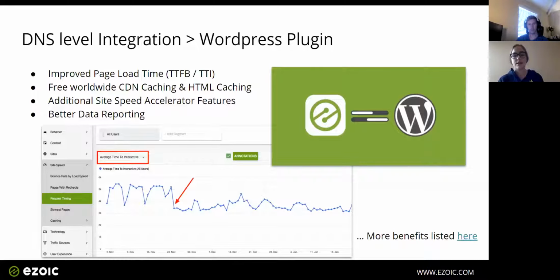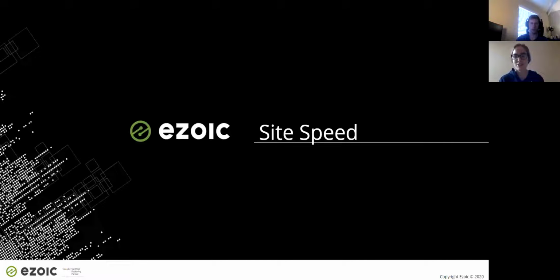And then lastly, with name server or Cloudflare integration, you have access to additional site speed accelerator features, and then overall better reporting in big data analytics, just more granular and more correct. And so here's one other example of a publisher that switched from WordPress plugin to name servers, which is like the same thing, but he had a very good improvement in time to interactive by about 2 seconds. So really good stuff there. So that leads us into our site speed portion.